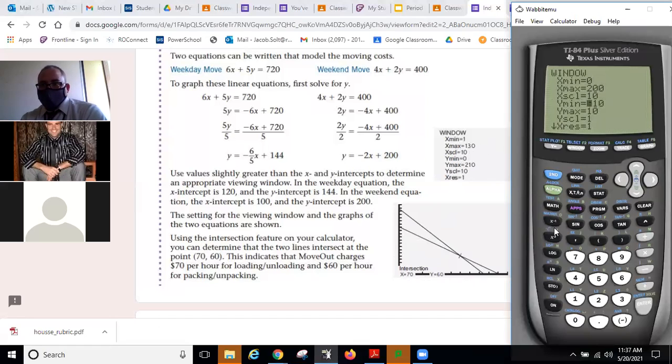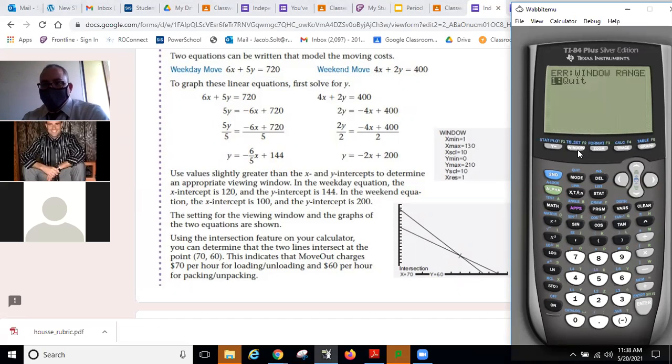My y minimum, I'm going to choose 0. And I want it to go as high as, what was my highest y value? My highest y value might be 200. So I might do 250, just to go a little above that. What I'm trying to do is create a window in my calculator that will best display these two lines intersecting. Once I get that, let me try to press graph. Let's see what it does.